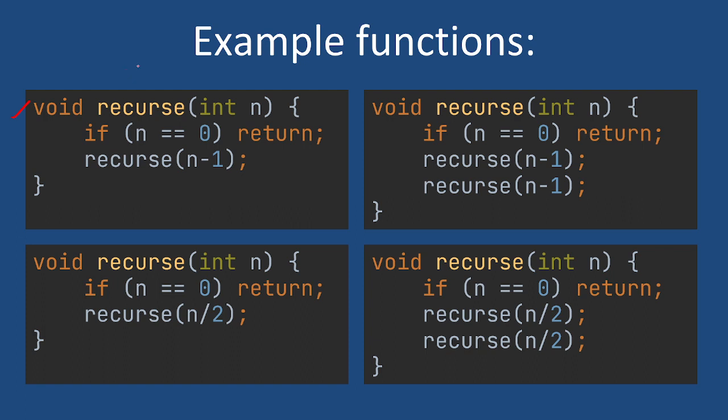T of n is equal to T of n minus 1 plus O of 1. It takes one step to do all this, that is if n is equal to 0 return, and recurse on n minus 1. That can be done in O of 1, and the recursive function takes T of n minus 1. Alright, and if you solve this, it will be O of n.